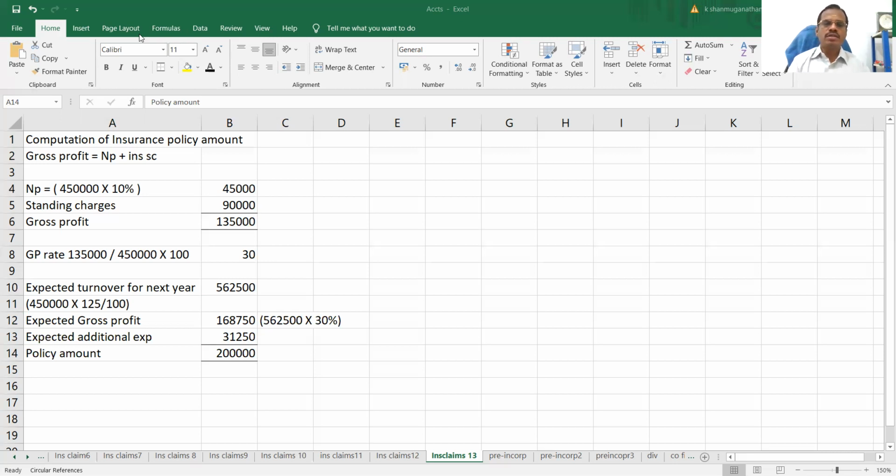The additional expense is separate; that is a second component. The first component includes two things, net profit and standing charge, which together are called the gross profit. Two components I mentioned: GP on short sales, and the claim for additional cost of working. The additional expense of 31,250 pertains to the second category. So we are adding that also to reduce the risk. This is called mitigation of risk. To reduce the risk, you should go for optimum coverage. That is what we are doing in this question. Thank you.